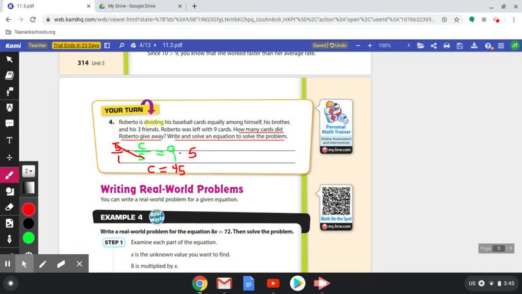So this part here would be your equation. C divided by 5 equals 9. The solving and the answering is right here. Now the second part, how many cards did he give away? Well, if he started with 45 cards, minus 9, because that's what he was left with, that's going to give us 36 cards. That's what he gave away. 36 cards.